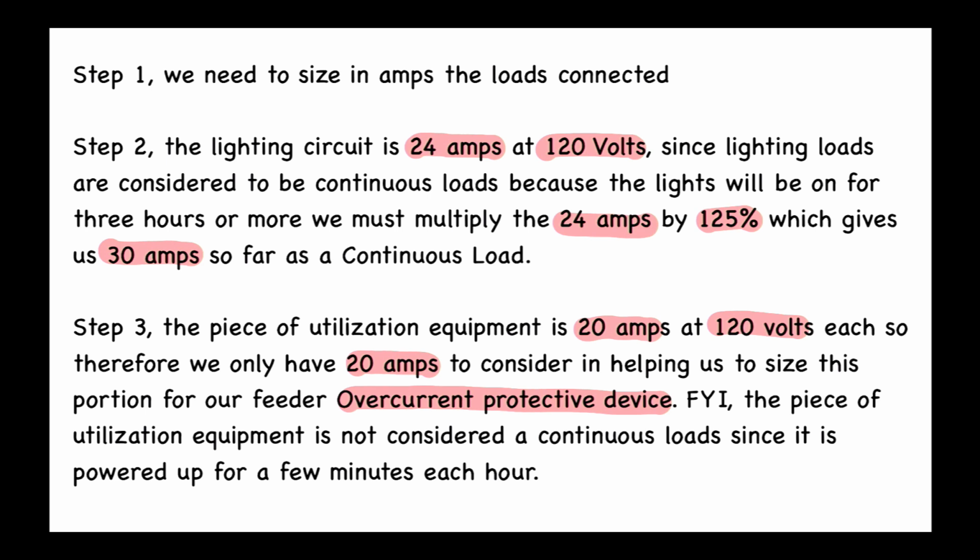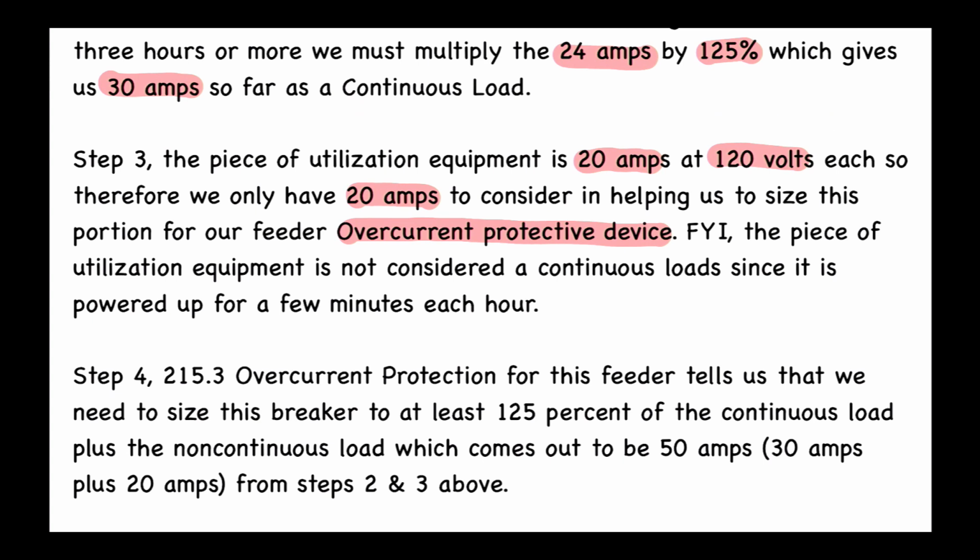It's very important that you identify what the loads are going to be on the feeder so that you know how to account for that. Are they continuous load, yes or no? If there's a continuous load, it's going to be at 125%, and then the rest of the loads obviously are not going to be continuous loads, and you're just going to take them at 100%. All right, so step number 4.